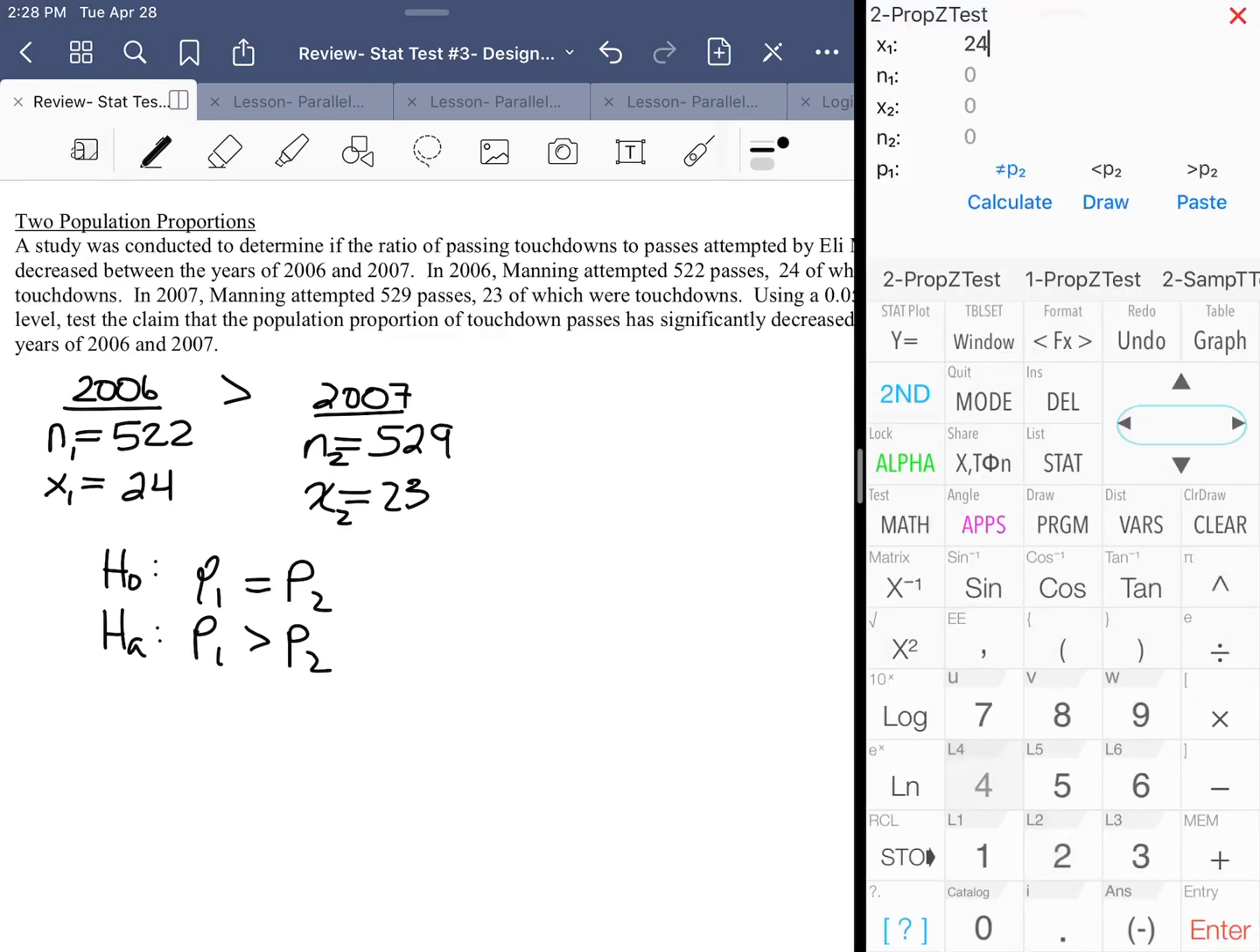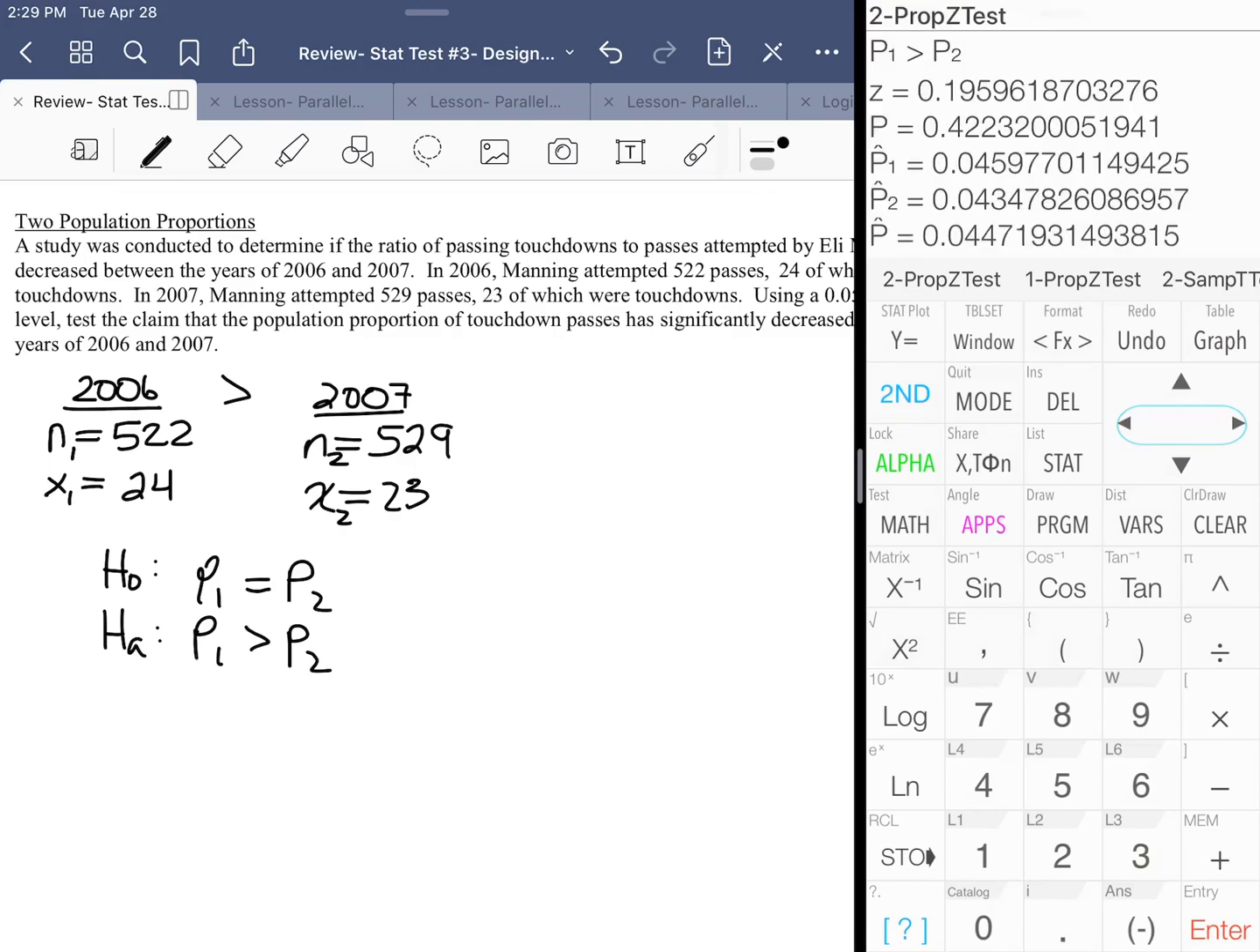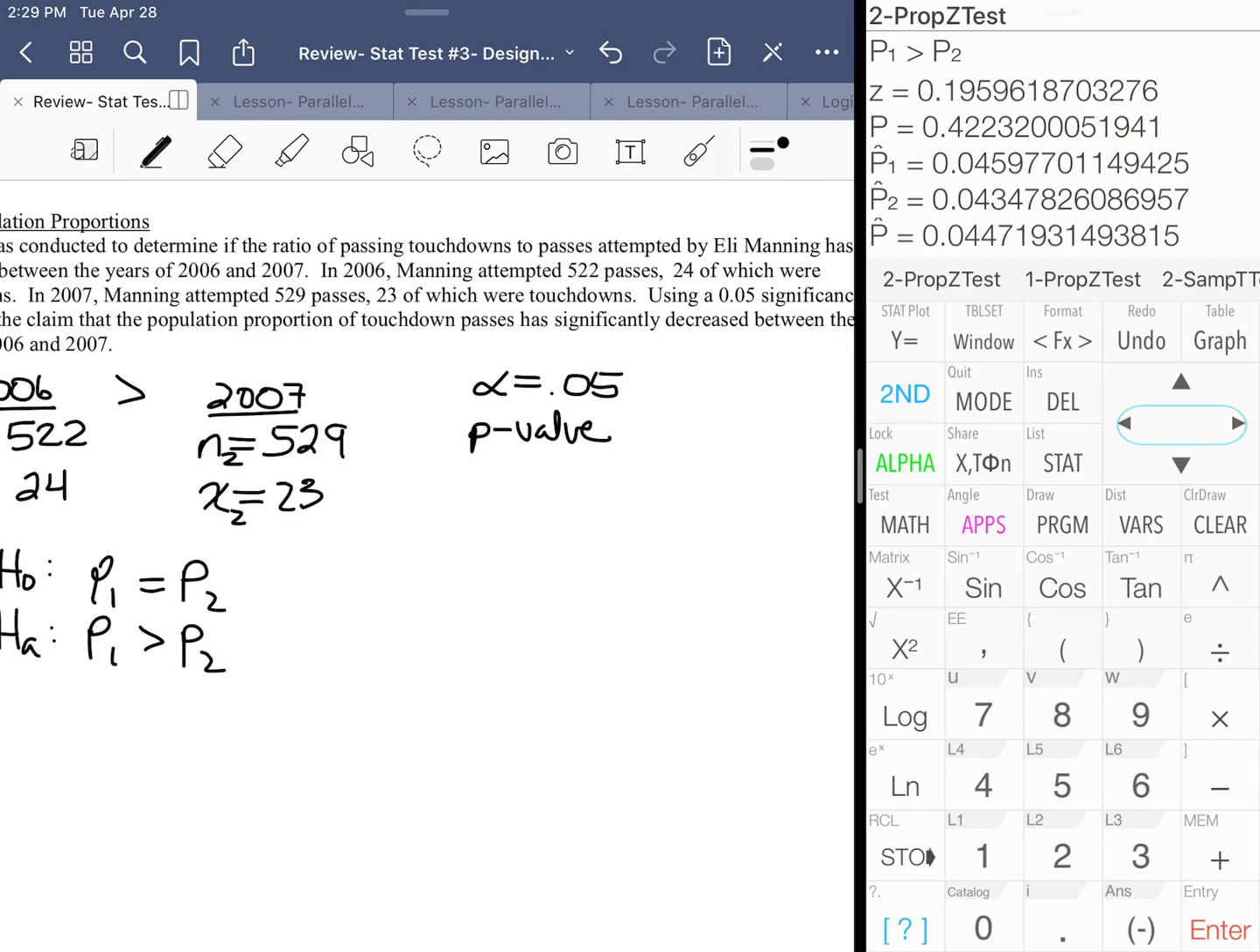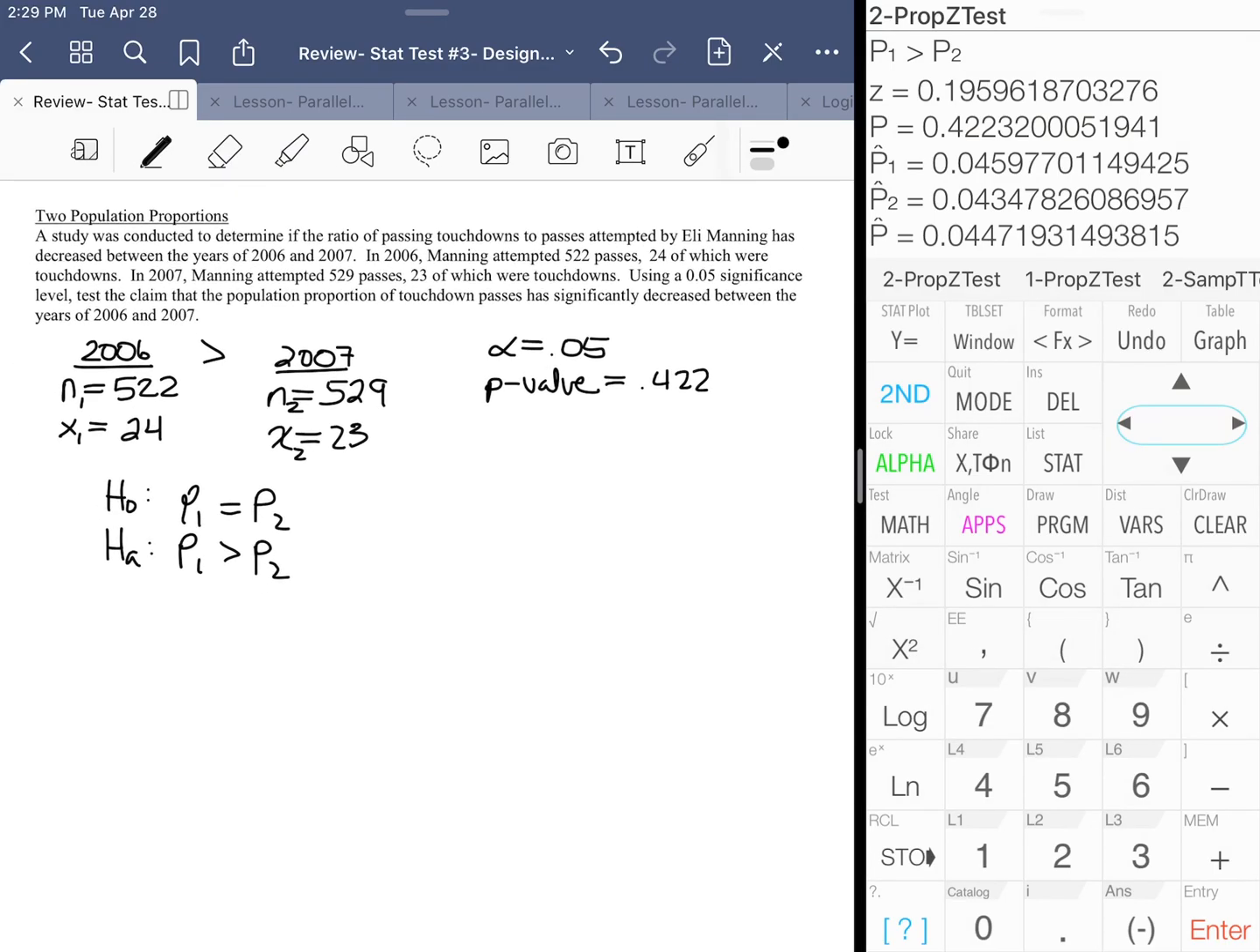So anyway, stat test. We're looking for the 2-PropZTest. And you can see the information that we have is tailor-made: 24, 522, 23, 529. Greater than symbol. And so we're going to grab the p-value here. We know the alpha value, and I'll just jot down the alpha value, 0.05. The p-value is 0.04. Oh, I'm looking at the wrong thing. 0.422.